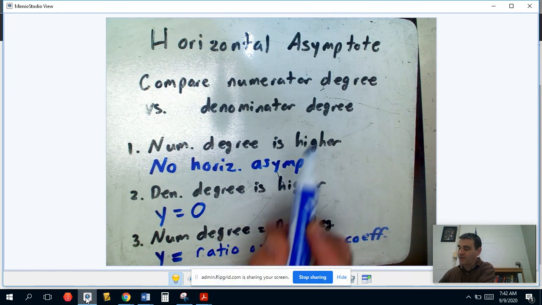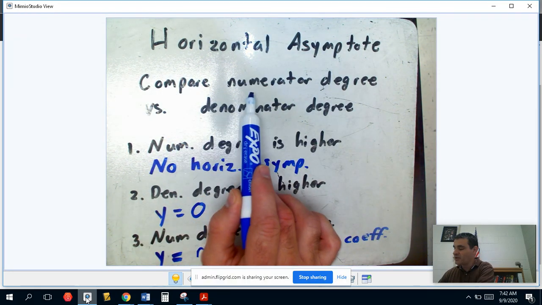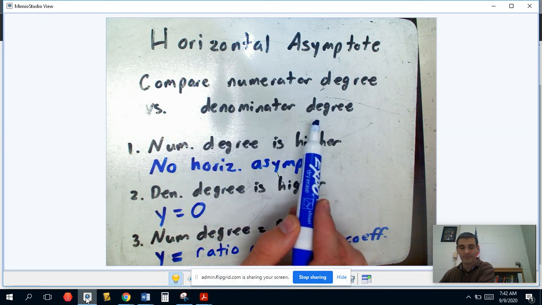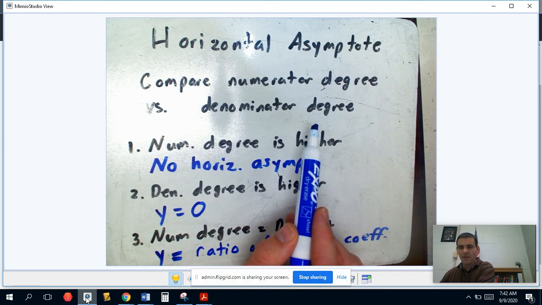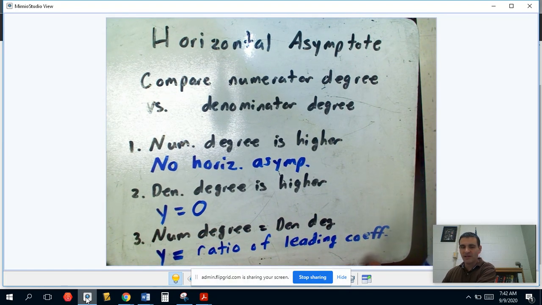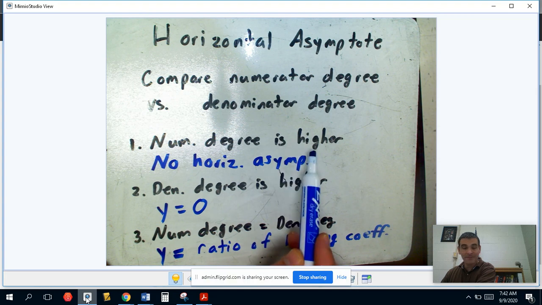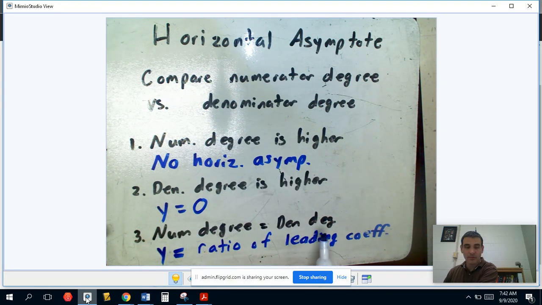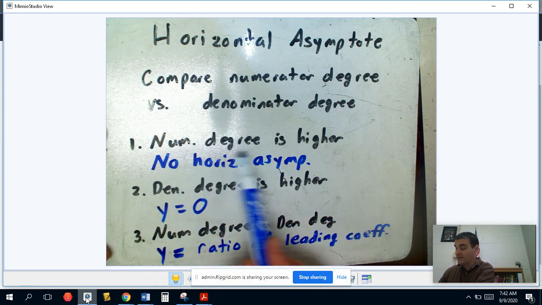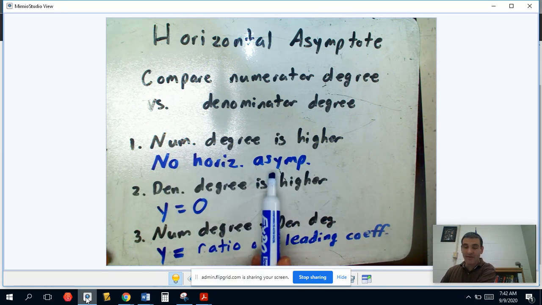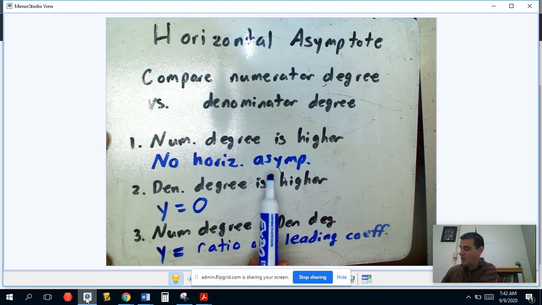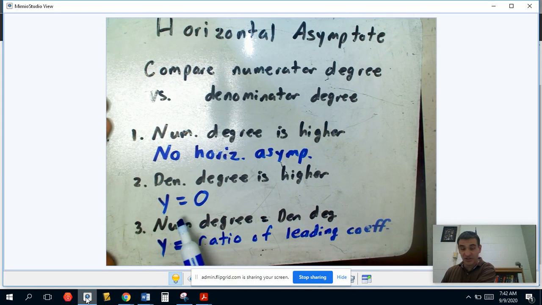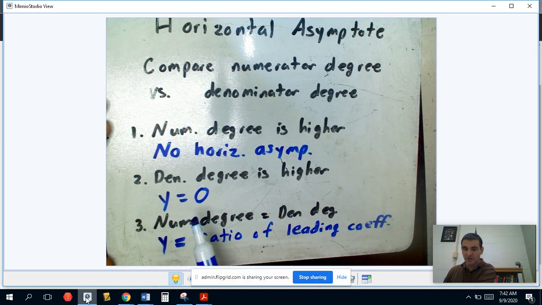And we have to know a little vocabulary here. For the horizontal asymptote, you compare the numerator degree versus the denominator degree. Okay? And remember, the degree will always be a whole number. We have 3 possibilities. The numerator degree is higher, the denominator degree is higher, or they're the same. If the numerator degree is higher, you're not going to have a horizontal asymptote. If the denominator degree is higher, it's y equals 0. That's just it. You don't have to compute anything. Just memorize y equals 0.